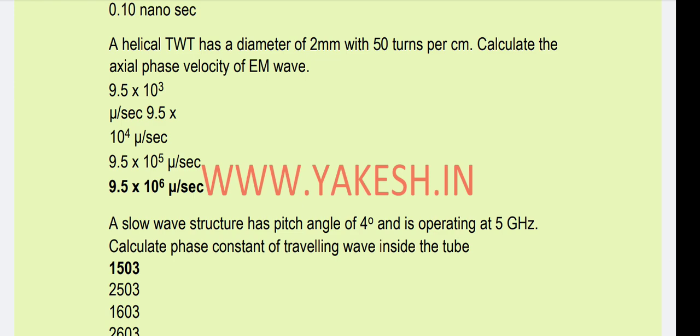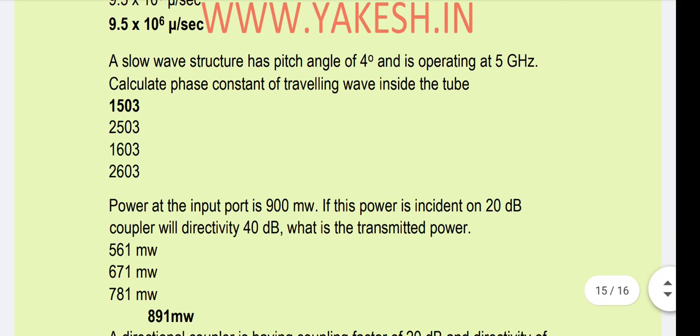A helical TWT has diameter of 2 mm with 50 turns per centimeter. Calculate the axial phase velocity of EM wave. Option D is the correct answer, 9.5 into 10 to the power 6 meter per second. A slow wave structure has pitch angle of 4 degree and is operating at 5 GHz. Calculate the phase constant of traveling wave inside the tube. 1503 is the correct answer. Option A.